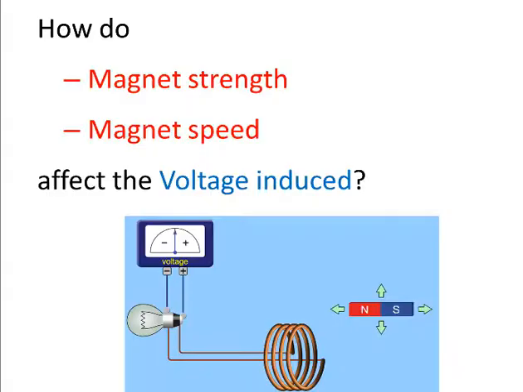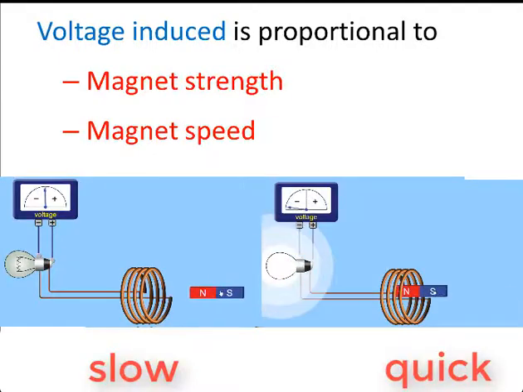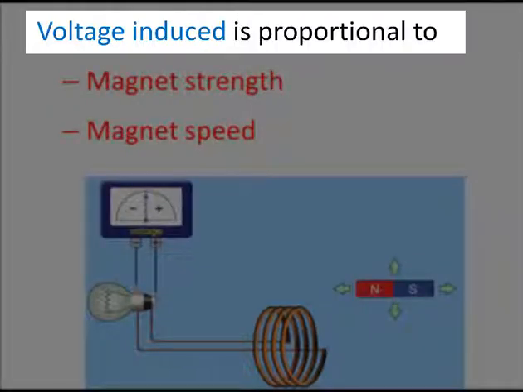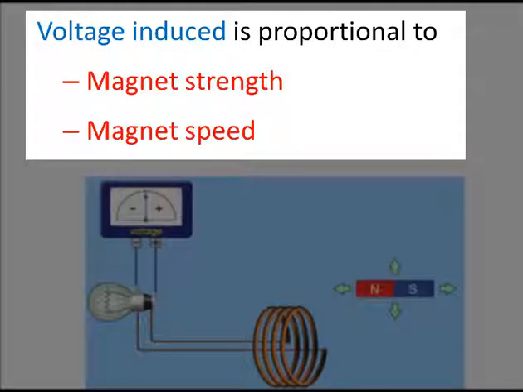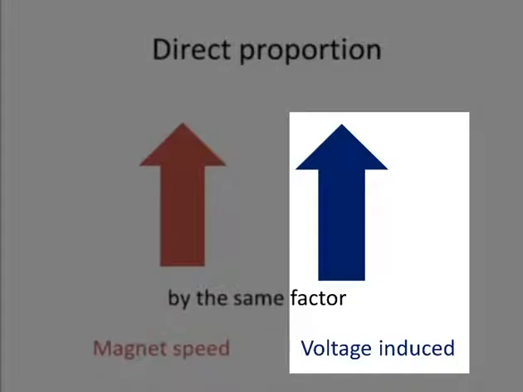How do you think that the strength of the magnet and the speed at which the magnet is moved would affect the voltage induced? It's reasonable to think that a stronger magnet will induce more voltage, and so will moving the magnet in and out more rapidly. Another way of saying this is that the voltage induced is proportional to magnet strength and magnet speed. More magnet strength, more voltage. More magnet speed, more voltage induced.